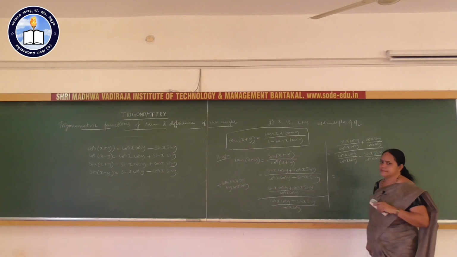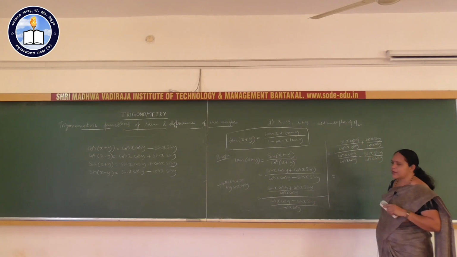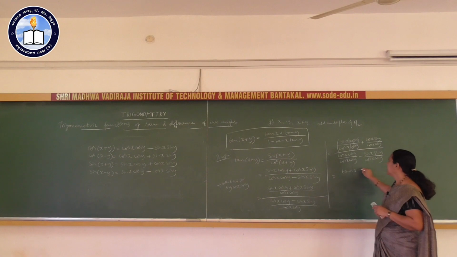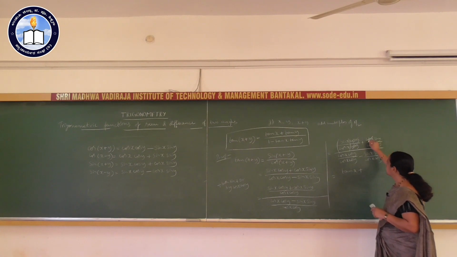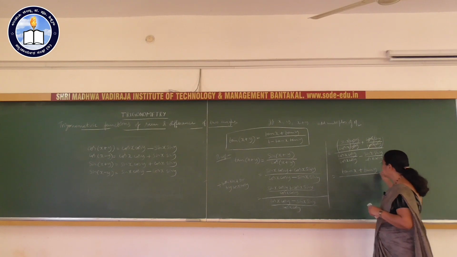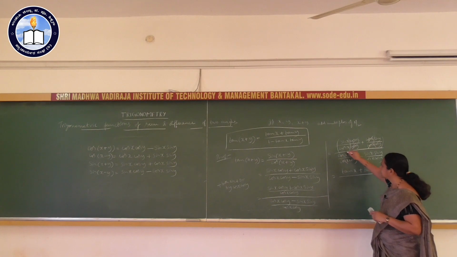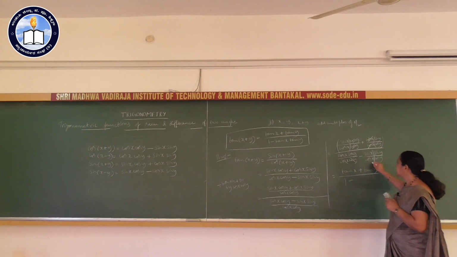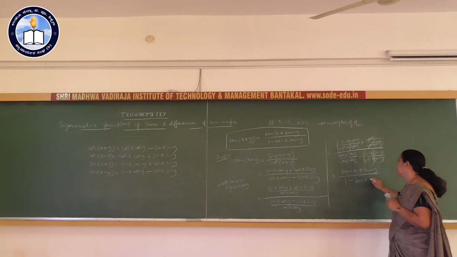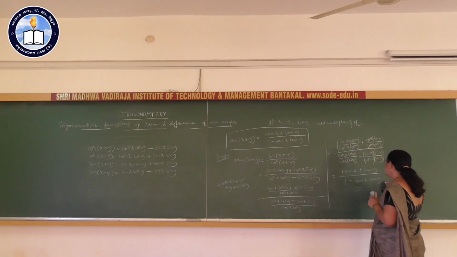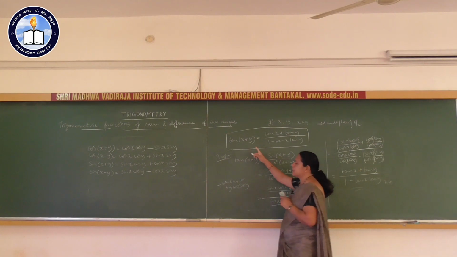It's the same as here. Cos y cancels, we have sin x by cos x, tan x, plus, cos x cancels, we have sin y by cos y, that is tan y, divided by, cos x cancels, cos y cancels, 1 minus sin x by cos x, tan x, into sin y by cos y, tan y. So we have the formula, that is LHS. Therefore, LHS is equal to RHS.